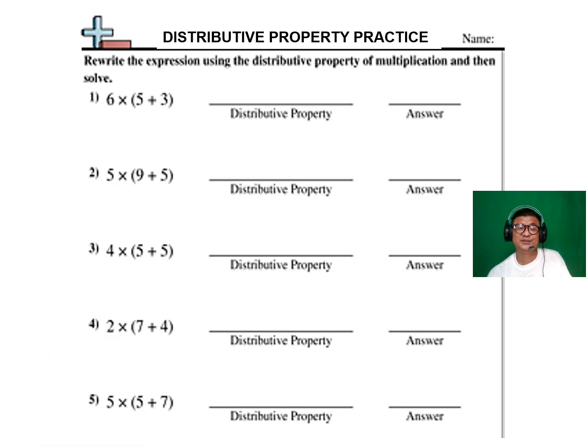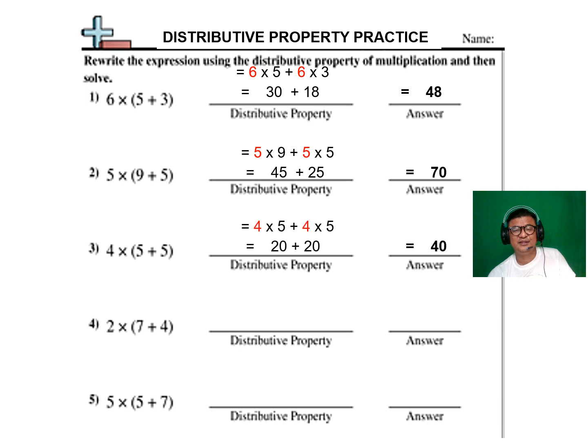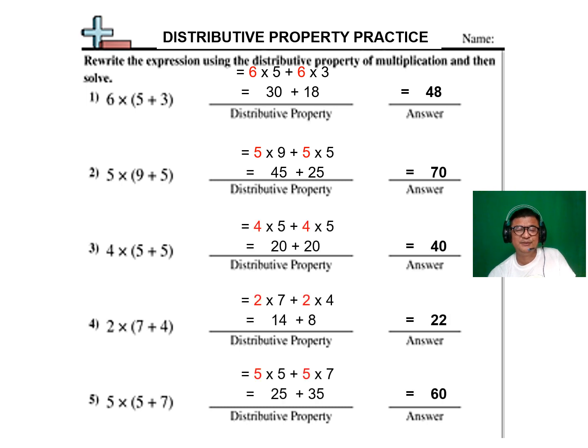Pause. Remember, you distribute 6 times 5 and 6 times 3. 30 plus 18 is 48. That's the first example. Do the rest. 70, 40, 22, and 60. Got it right?